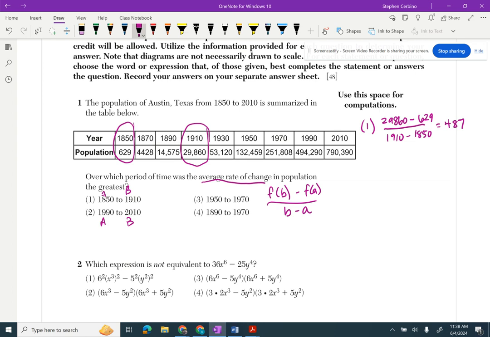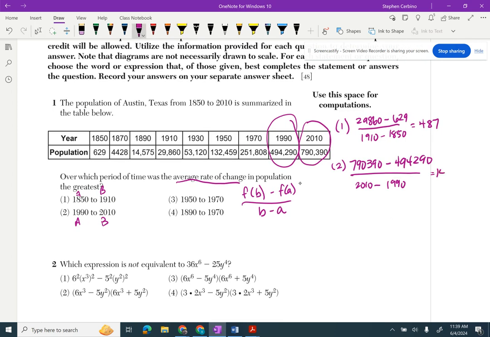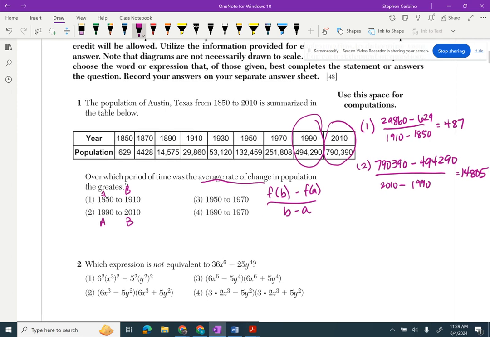These are all going to be very different. They're not going to be so close where the decimals matter too much, but we'll see as we go. So for choice 2, I want to look at the interval from 1990 to 2010. So I'm only looking at these 2 points. So we have 790,390 minus 494,290 divided by 2010 minus 1990. Now, if I type choice 2 into my calculator, I get 14,805. So far, choice 2 is our winner.